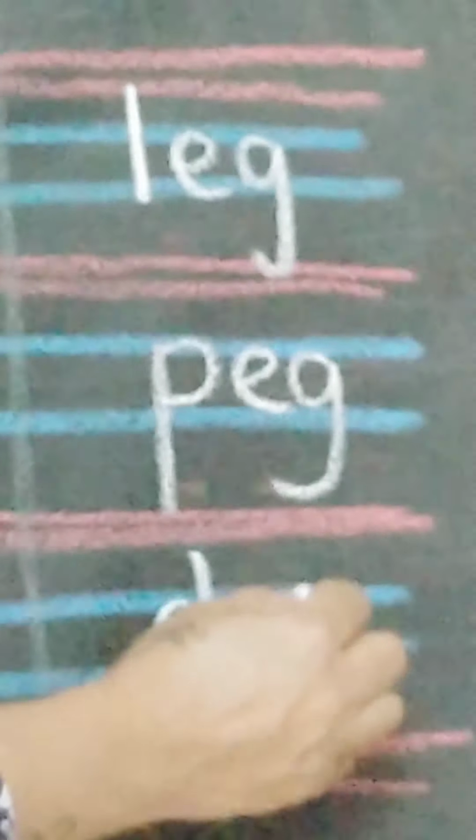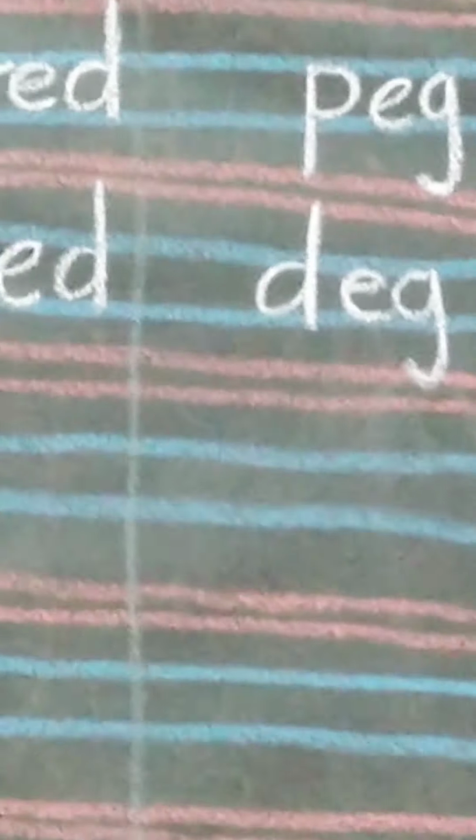Now, next page, EG sound words. L, E, G, leg. P, E, G, peg. D, E, G, dag. Okay, children, so here we completed our classwork.